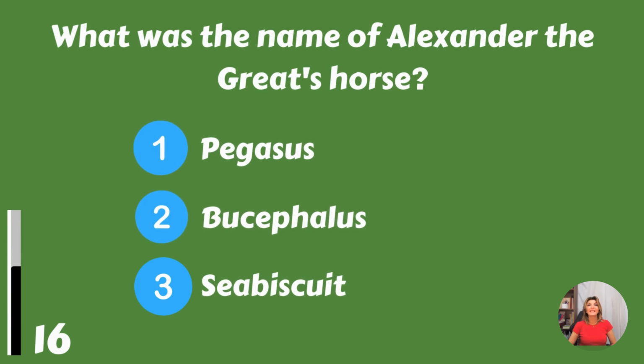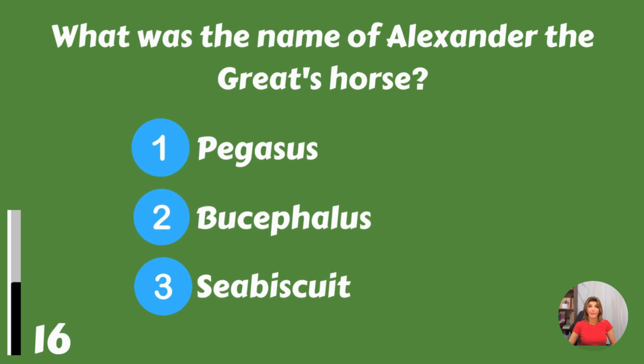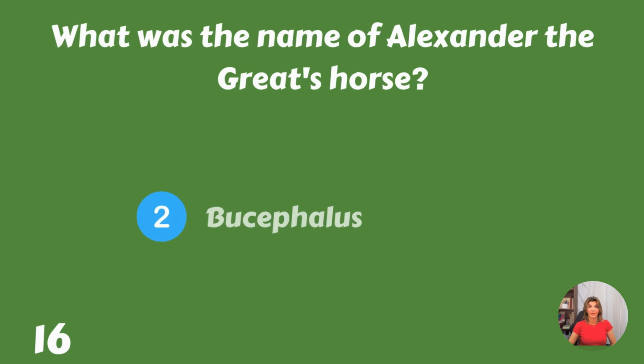What was the name of Alexander the Great's horse? Pegasus, Bucephalus, or Seabiscuit? Bucephalus.